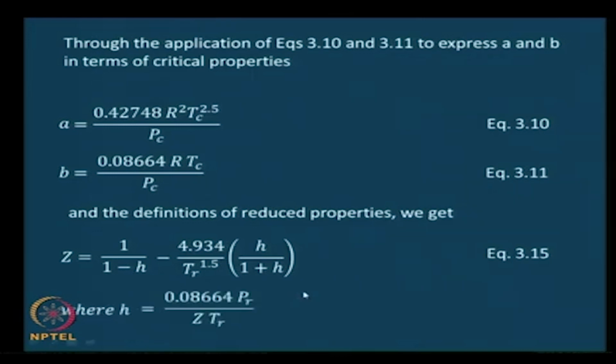And H we said was B by V, and that can be written in terms of the combination of 0.08664 Pr by Z Tr. We will call this equation 3.16.